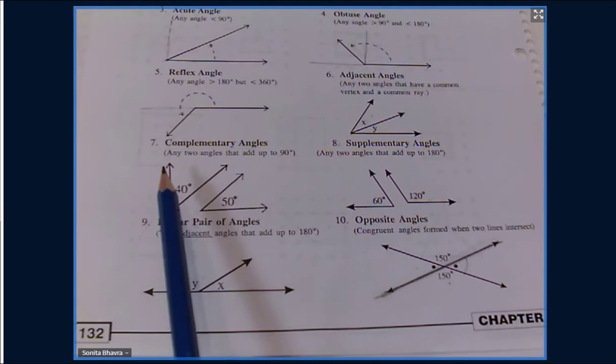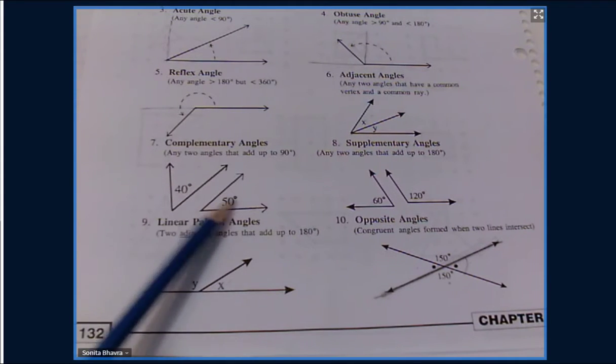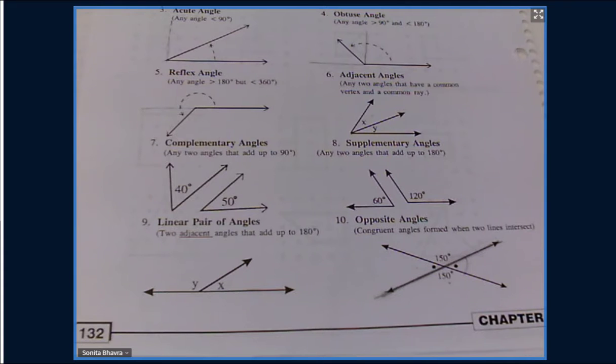Next is complementary angles. These are two angles that will always add up to exactly 90 degrees. So for example, 40 and 50, they would be two complementary angles. 40 plus 50 equals 90 degrees. Another example could be 30 and 60. They add up to 90 degrees, therefore they are complementary angles.